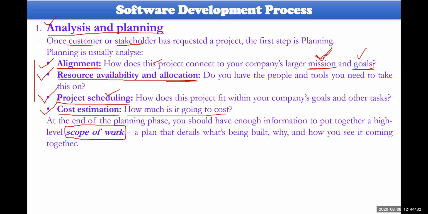Scope of work in the sense: is there any possibility to perform the operation? If the possibility is there, what kind of things are you supposed to take into consideration? Everything will be put into one particular document. That document is called the scope of work, and the remaining steps could be explained slowly.